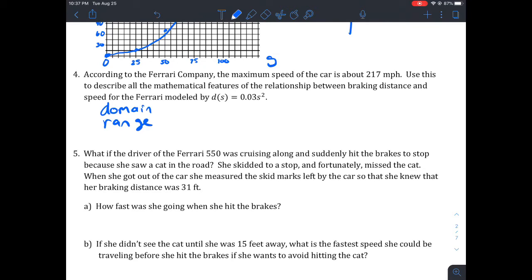Okay, so they told you here that the maximum speed is 217. So our domain, or our input, can be anywhere between 0 and 217. Then our range, we need to figure out what our range is. Obviously our range can start at 0. You plug in 0, you get 0. But we need to figure out, well, what's the upper end of our range? So we're going to plug in the upper end of our domain, which is 217.